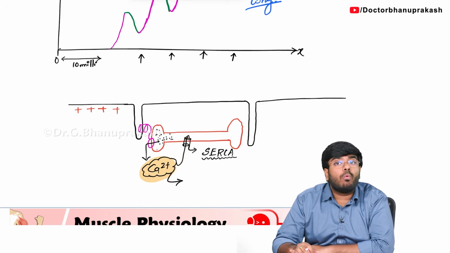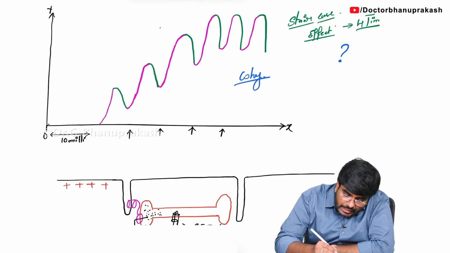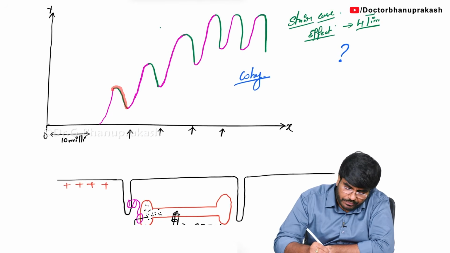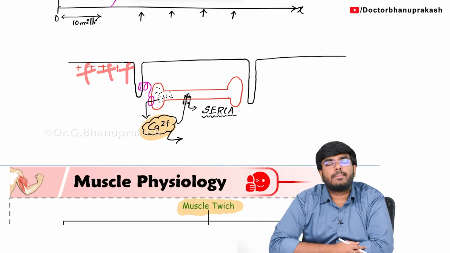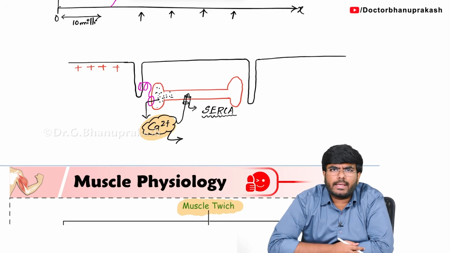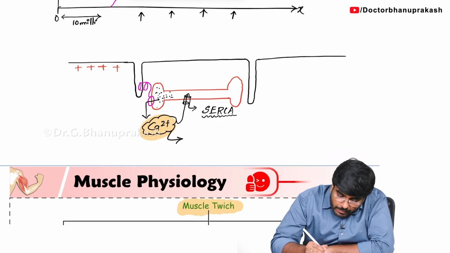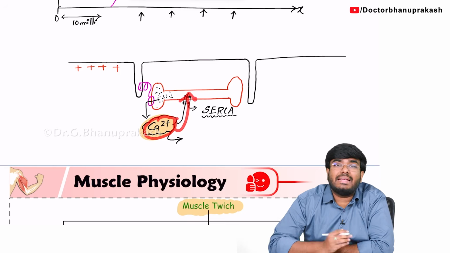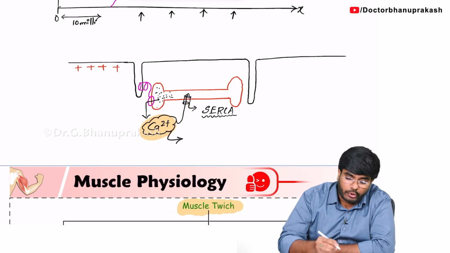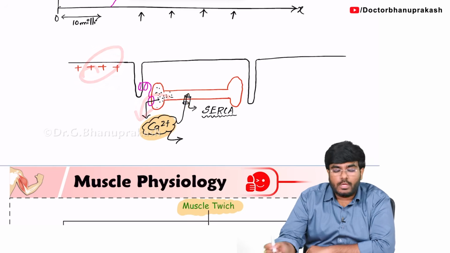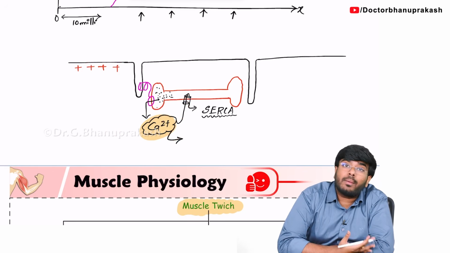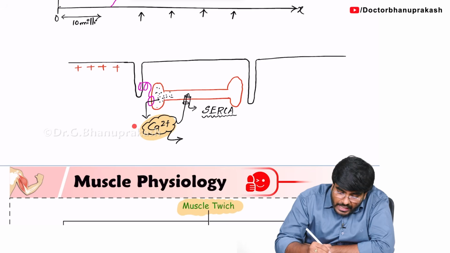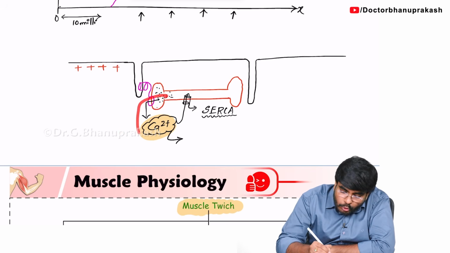But what are we doing now? Immediately, even before the complete relaxation, you have stimulated the muscle again, or the motor neuron again. So even before the calcium has gone completely back, when you stimulate again, calcium will come again. Now more calcium is available, because the entire calcium has not gone back, and new calcium came.